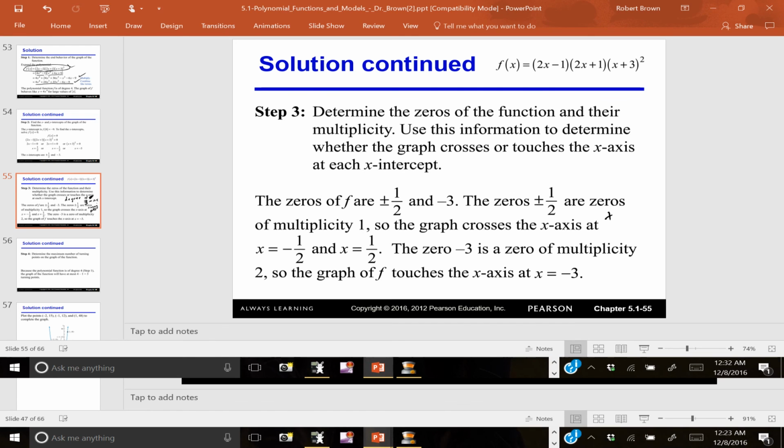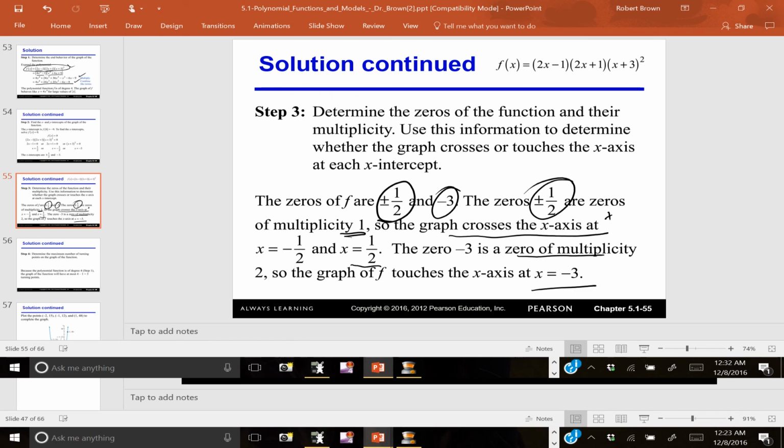So now looking at the zeros, plus or minus 1/2 and minus 3. The zeros at plus or minus 1/2 are zeros of multiplicity 1. So the graph crosses the x-axis at x equals minus 1/2 and x equals plus 1/2. The zero at minus 3 is a zero of multiplicity 2. So the graph touches the x-axis at x equals minus 3.